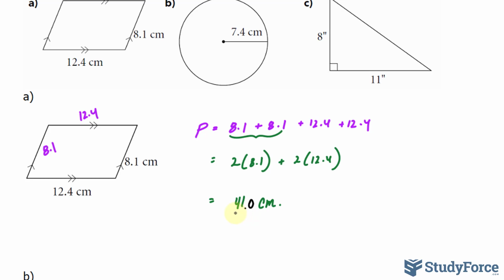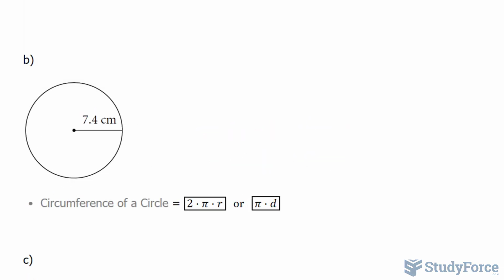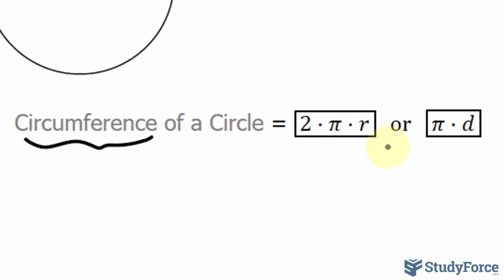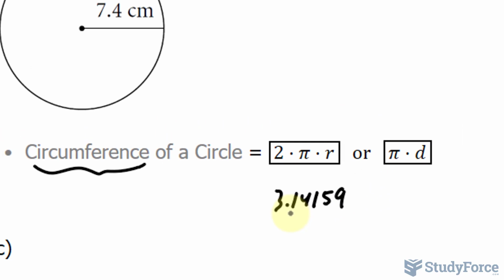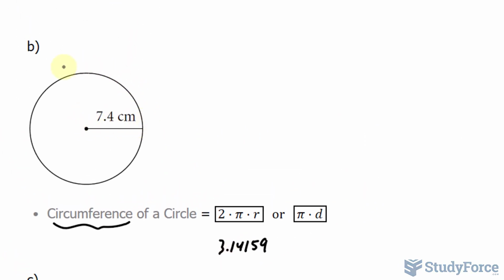Depending on the level that you're learning, you might not know about significant figures, so it really depends on what your teacher expects. In our next example, we have a circle. The perimeter of a circle is called circumference, and there are 2 formulas that you can use. You can either use 2 pi r, where pi represents approximately 3.14159, and r represents the radius, which is the distance from the center to any point along the circle. Or you can use this formula, where once again you have pi times the diameter. The diameter is the distance across the circle passing through the center.